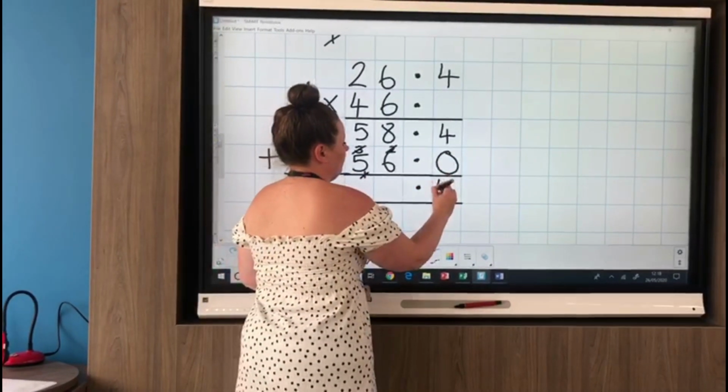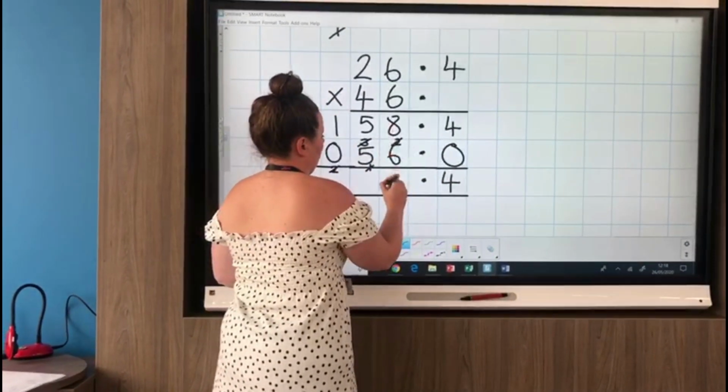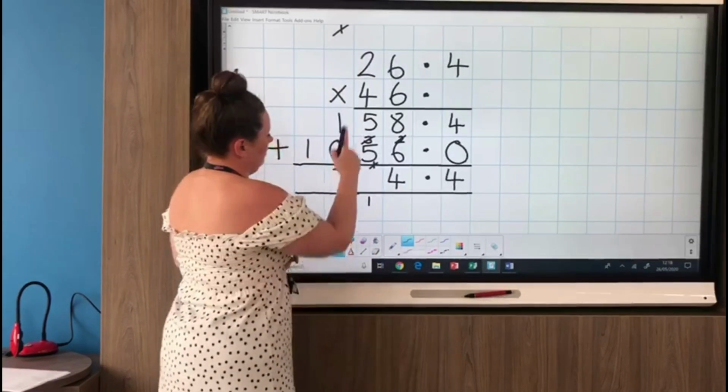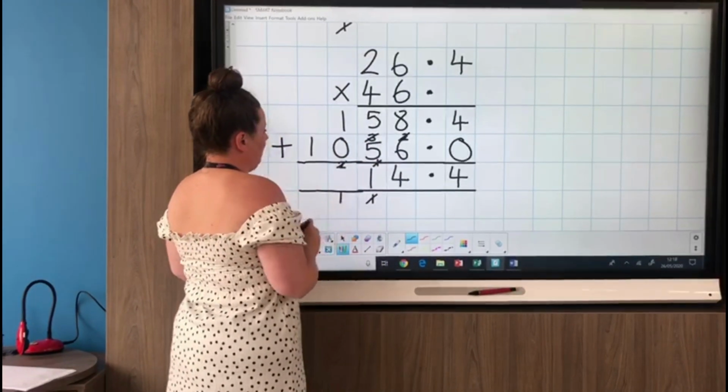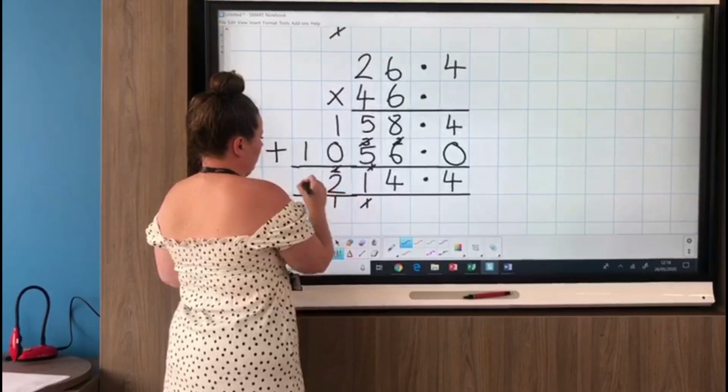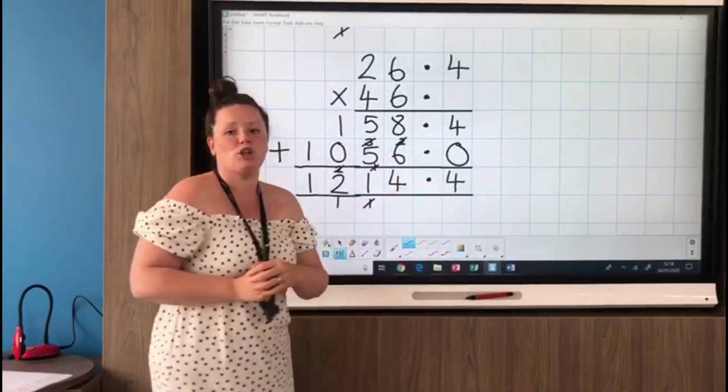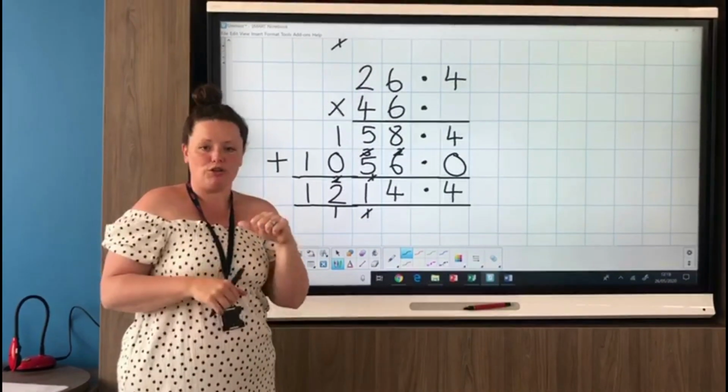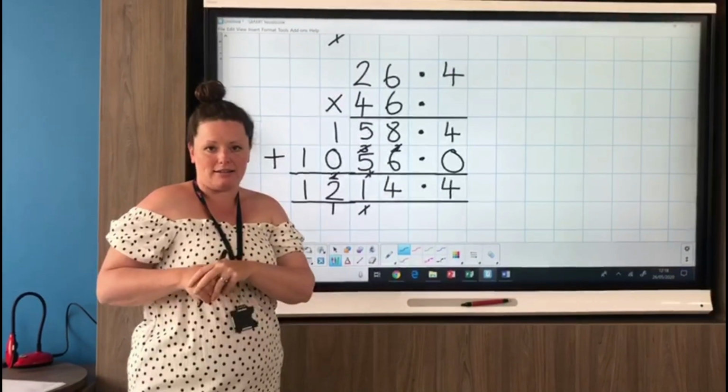So we've got 4, 14, 11, a 2 and a 1. And your decimal point should already be there. Do that first, and then you won't forget it at the end.